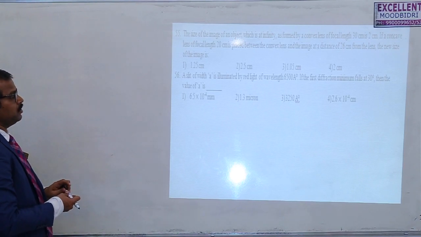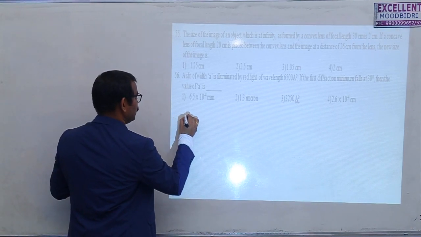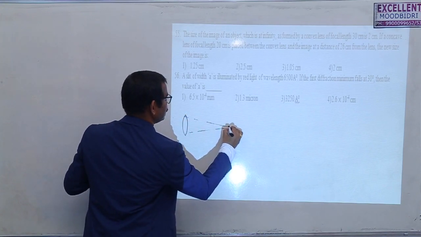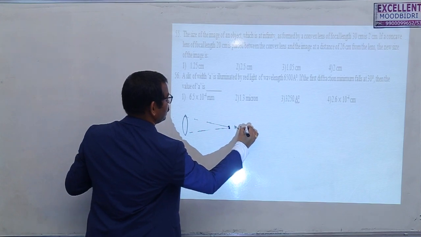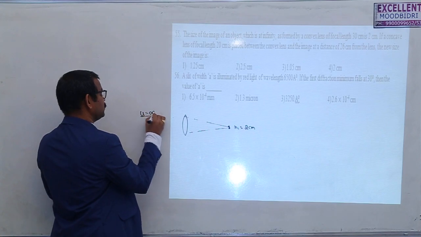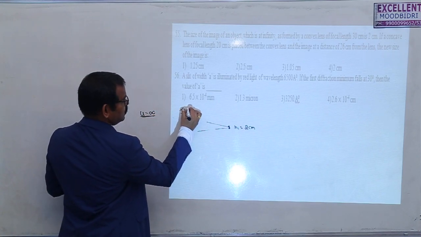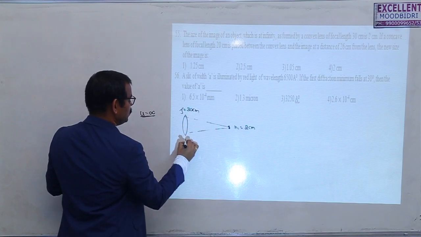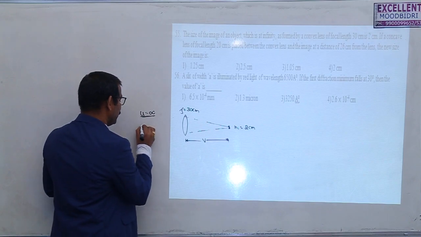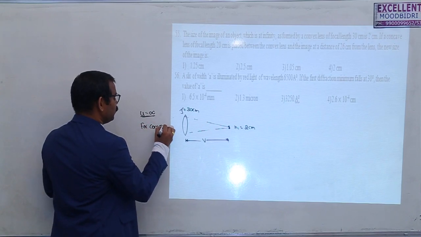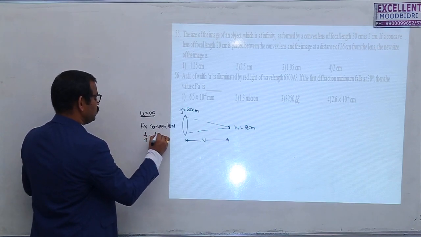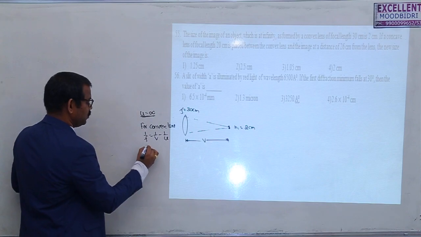Size of the image of an object which is at infinity. So, the object at infinity and a convex lens is producing an image here, whose height is given as 2 centimeters. When the object is at infinity, the focal length of this lens is 30 centimeters. So, the image distance will be equal to 30 centimeters only. Why? Because for a convex lens, we can write 1 by f is equal to 1 by v minus 1 by u.